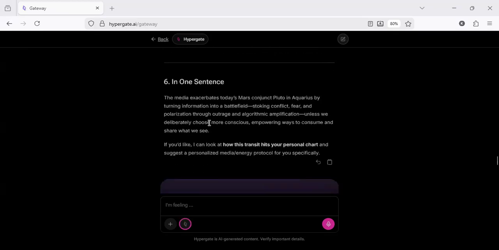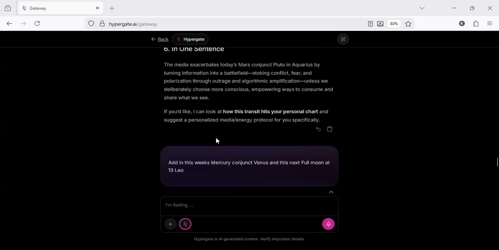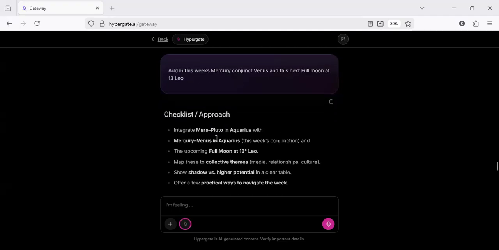In one sentence, the media exacerbates today's Mars conjunct Pluto in Aquarius by turning information into a battlefield, stoking conflict, fear, and polarization through outrage and algorithmic amplification, unless we deliberately choose more conscious, empowering ways to consume and share what we see. All right, then I ask, add in this week's Mercury conjunct Venus and this next full moon at 13 Leo. That's the other couple of things we've got going on this week. Mercury conjunct Venus on Thursday, and then the full moon on Sunday, full moon in Leo.